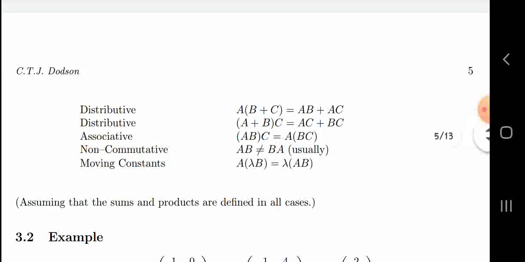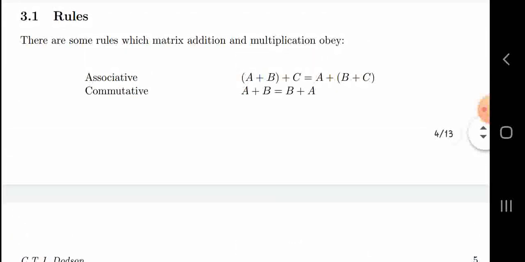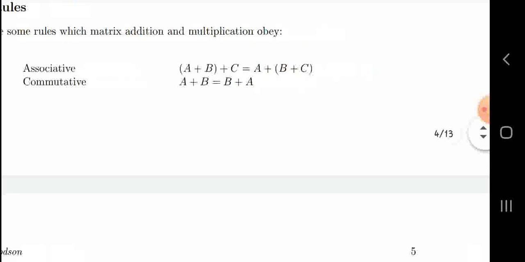So distributive means a into bracket b plus c. And associative, these types are the rules which matrix addition and multiplication obey. And here the associative rule, that is a plus b plus c is equal to a plus b plus c, you can do, and commutative, a plus b is equal to, you should do it the opposite way, b plus a.